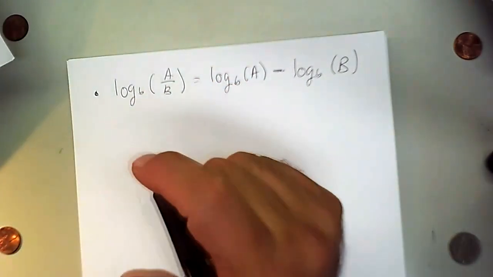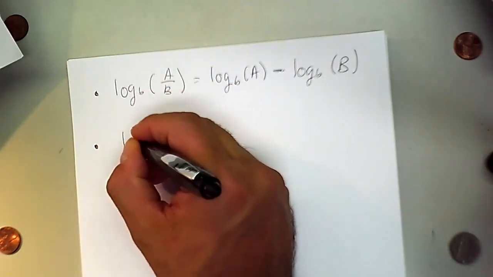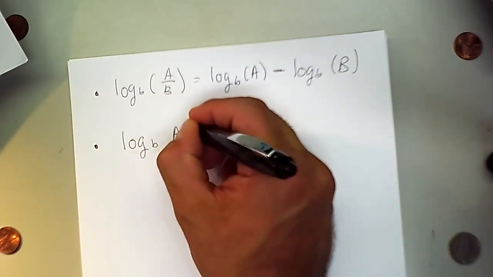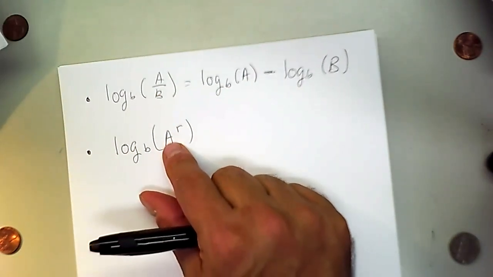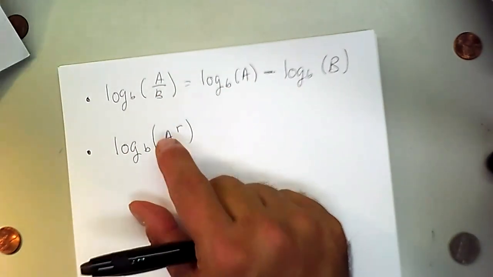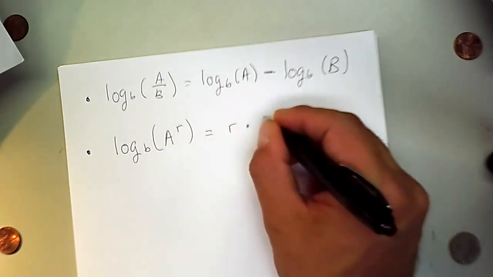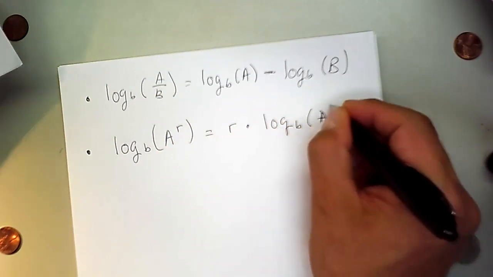I put a bullet. A third property, which is also very, very important, is that the logarithm in any base of a to any exponent, the exponent has to be on the thing that we are taking the logarithm of, can be rewritten as r times the logarithm in base b of a.